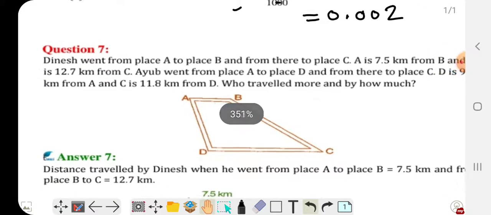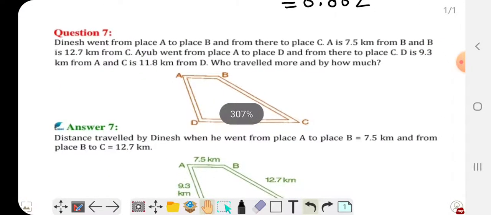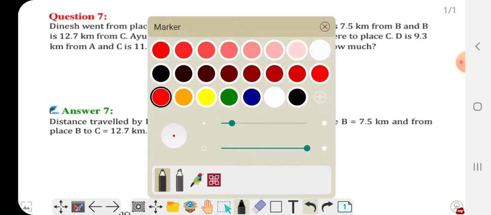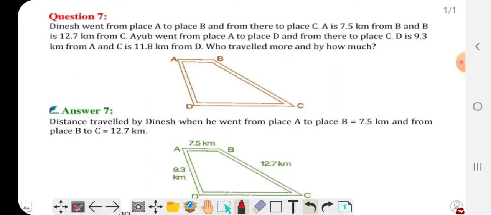Question number 7 says, Dinesh went from place A to place B and from there to place C. This is the distance traveled by Dinesh from A to B and from B to C, and they have given the distance. A is 7.5 km from B, means the distance between A and B is 7.5 km, and B is 12.7 kilometer from C. The distance from B to C is 12.7 kilometer.